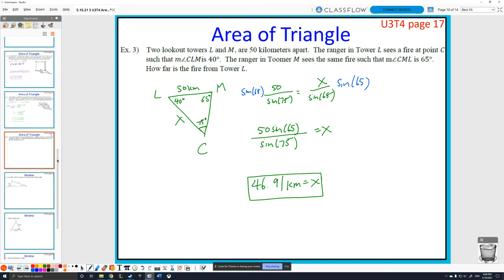Okay, and that kind of wraps up our video for area of triangle as well as some word problems. Again, I do think this is fairly straightforward. I do hope that this made sense.